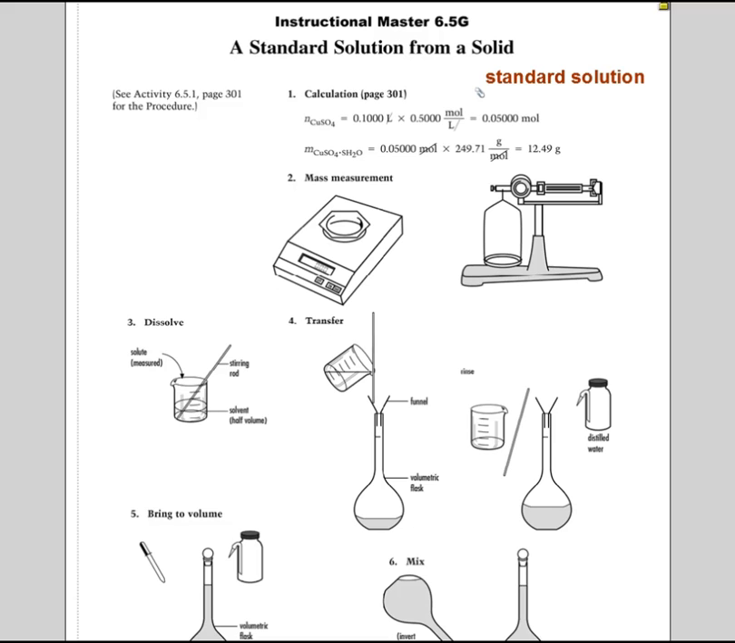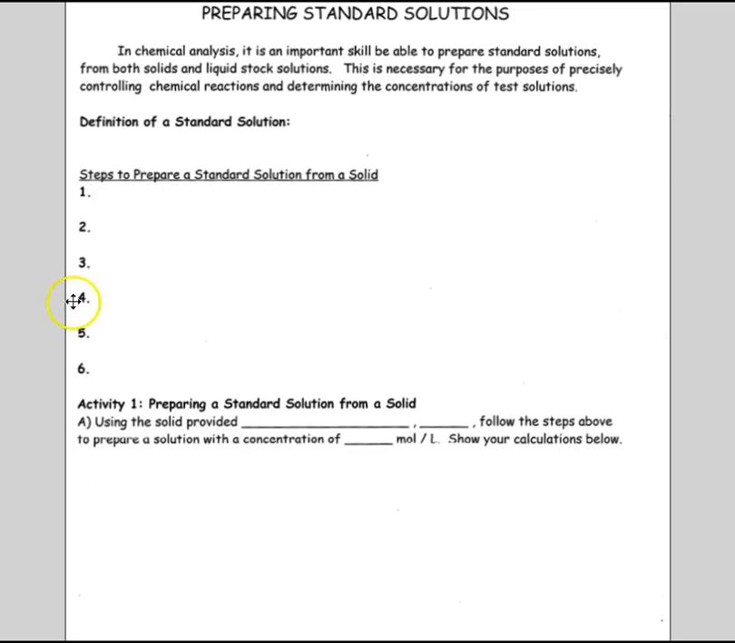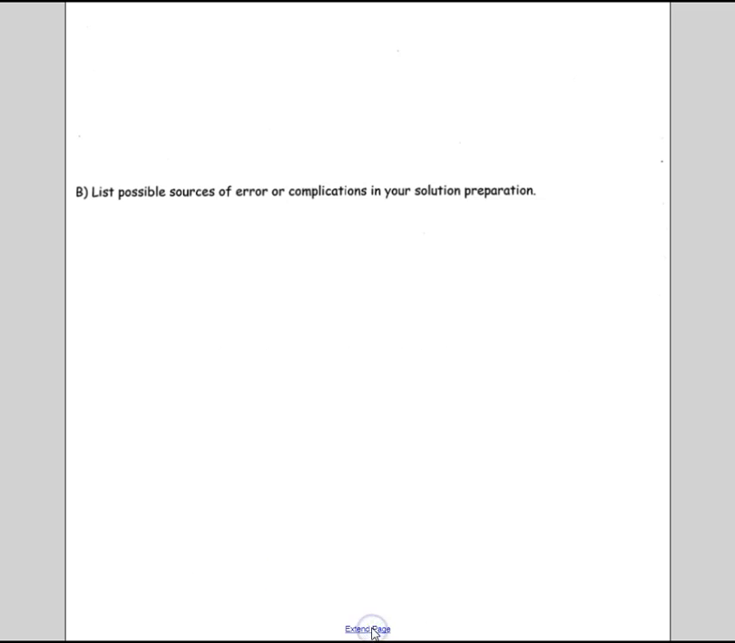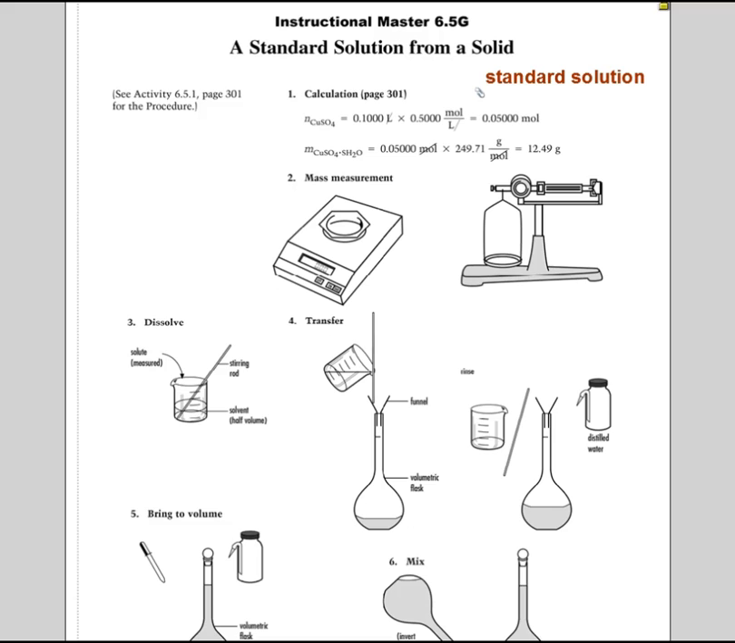So I want to just think about that and maybe the advantages and disadvantages of that approach. If we were to look at the possible sources of error or complications in your solution preparation, we can't cite calculation as a source of error. You should always be checking your calculations. So step 1 involves no error. We will assume that we've checked all the values.